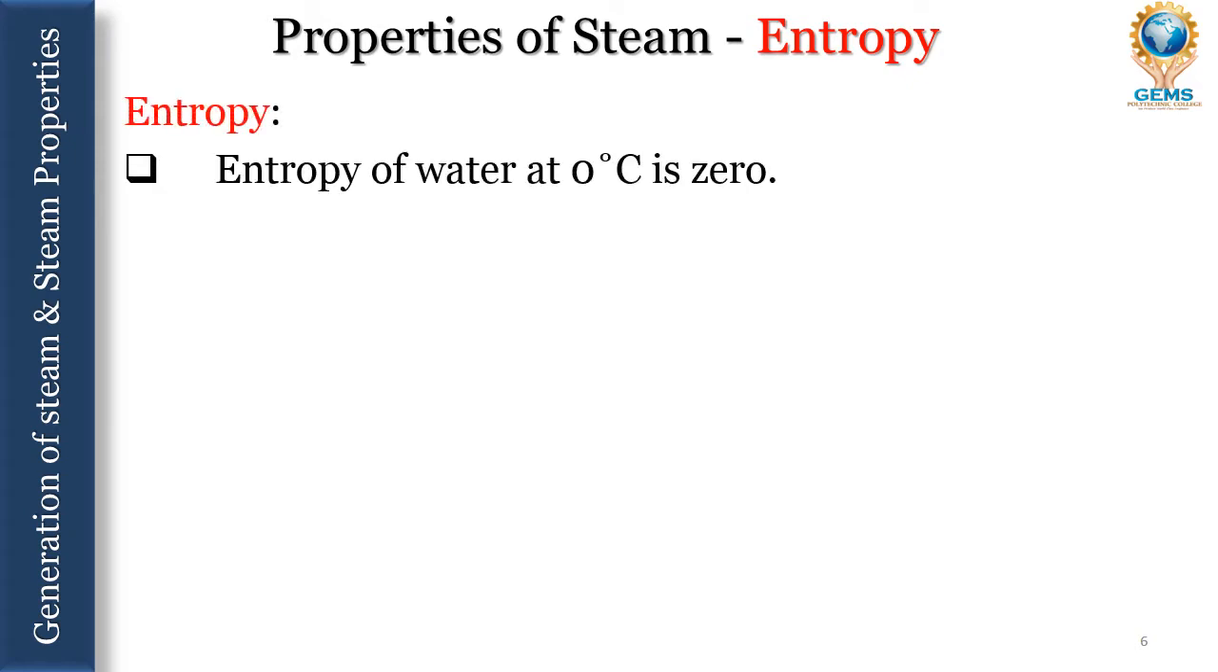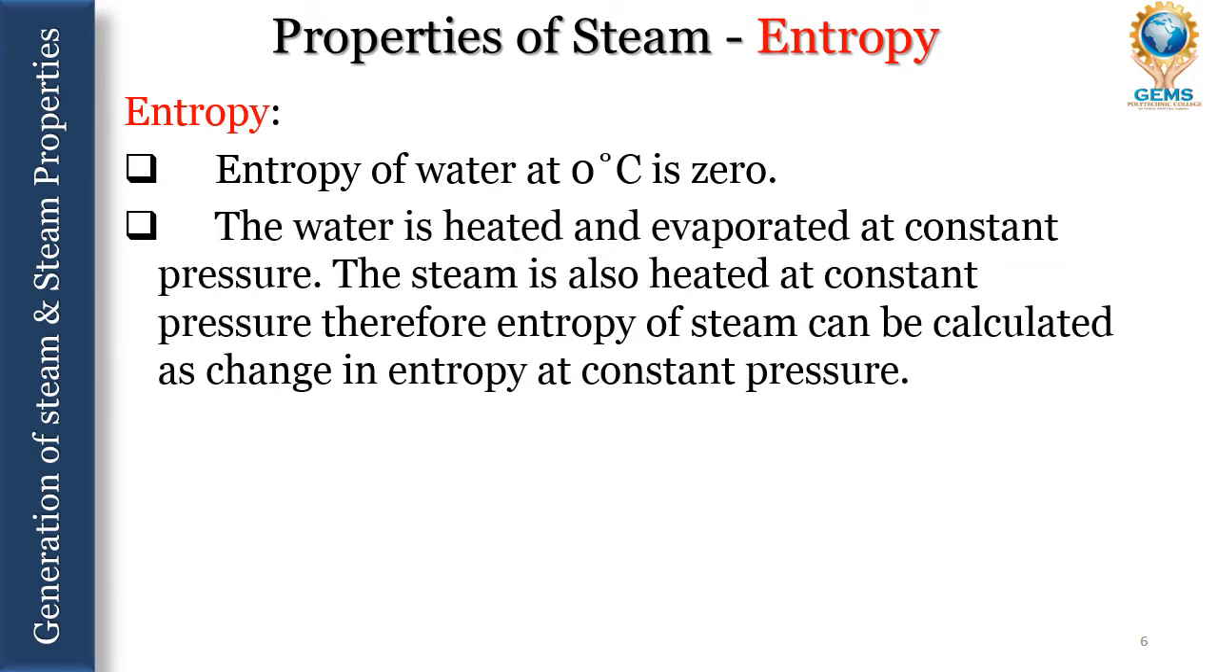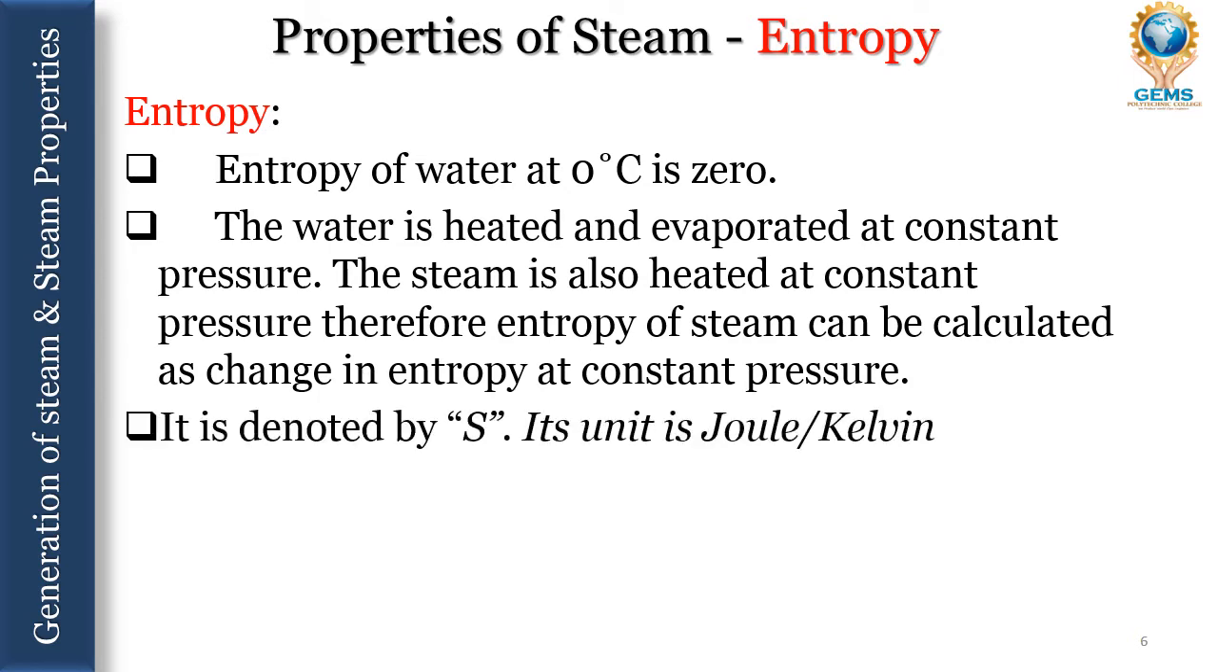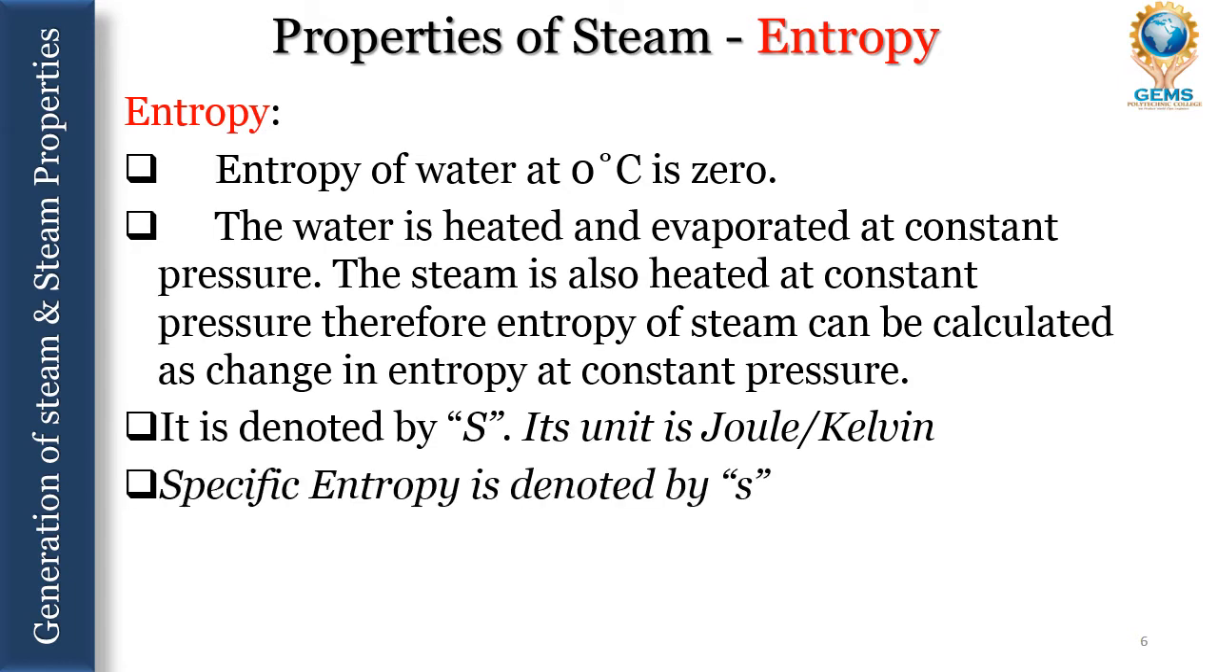Now let's see another property of steam, entropy. Entropy of water at 0 degrees Celsius is 0. The water is heated and evaporated at constant pressure, and the steam is also heated at constant pressure. Therefore, entropy of steam can be calculated as the change in entropy at constant pressure. It is denoted by capital S and its unit is joule per Kelvin. The specific entropy is denoted by small s and its unit is joule per kg Kelvin.